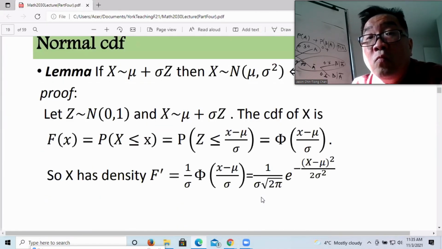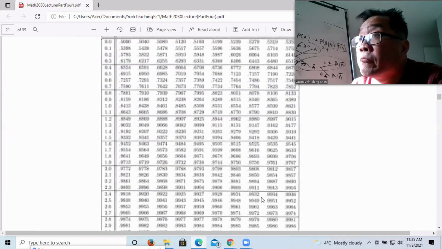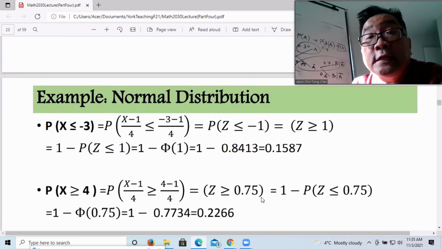Can you let me know what page I stopped at? I think around page 25 or 26. 25, 26.